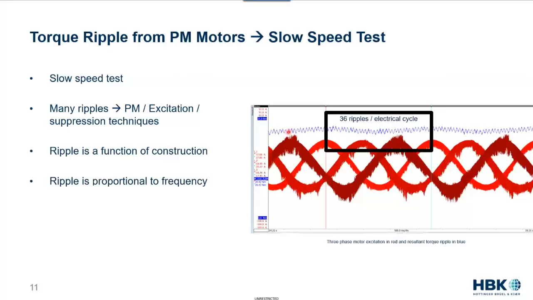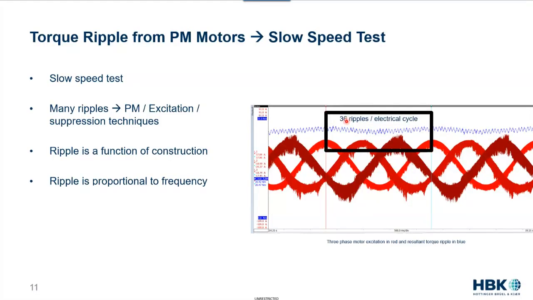If we look, we've got about a 20 Newton meter average torque value, if we just look at the average of that blue trace. And if we look at one full cycle of the electrical signal, we've got 36 ripples per electrical cycle. Those 36 ripples are coming out of a variety of variables for this particular machine.